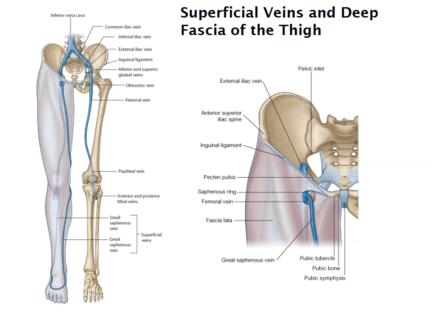In the image on the right, we see a natural opening in the fascia lata. This opening, called the saphenous ring, allows for the great saphenous vein to dump into the femoral vein, just inferior to the inguinal ligament.